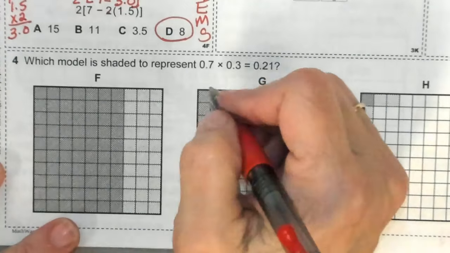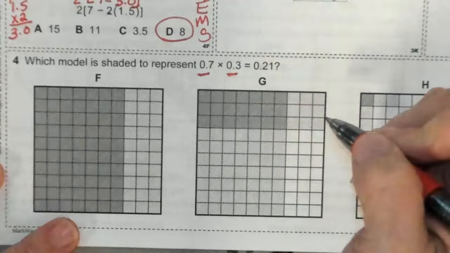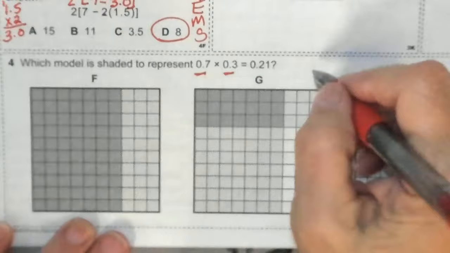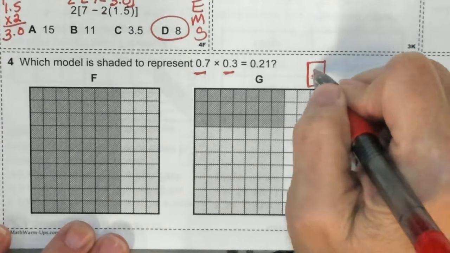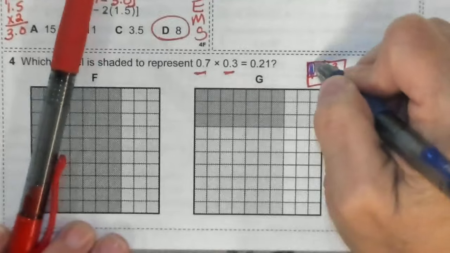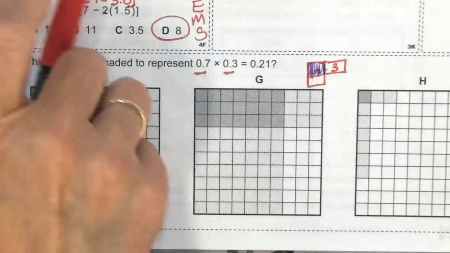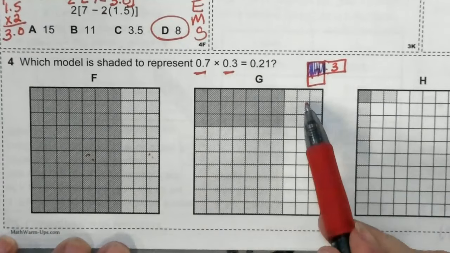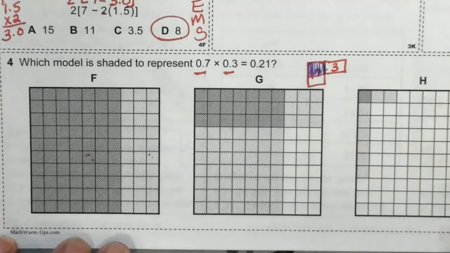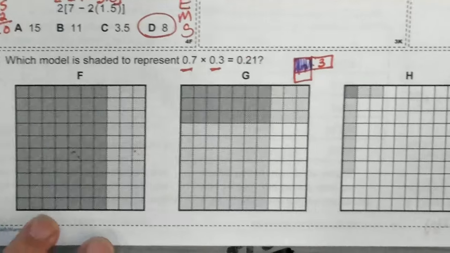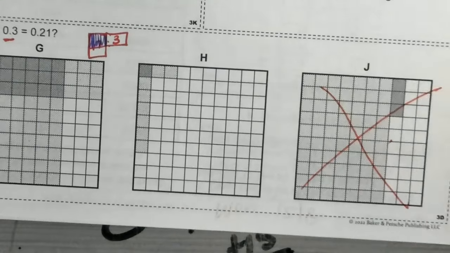Okay, 4. Which model represents 0.7 times 0.3? The goal is that you remember that this crisscrosses. I should have 0.7 going this way and 0.3 going this way, and it's this area in here that gives us our answer. I don't see that shading here. I see crisscross here. I see it here too. We'll go back. I don't see it here. So it is not J.